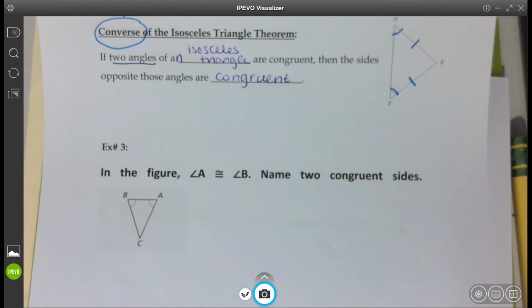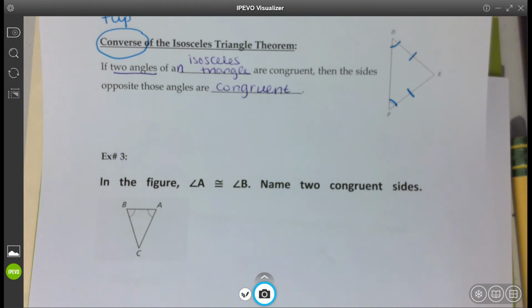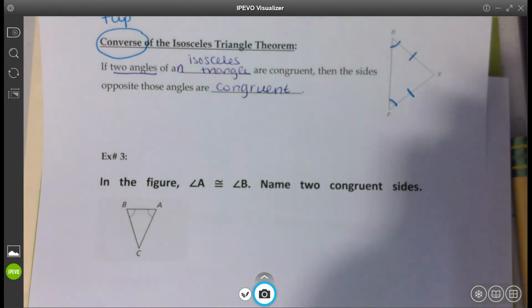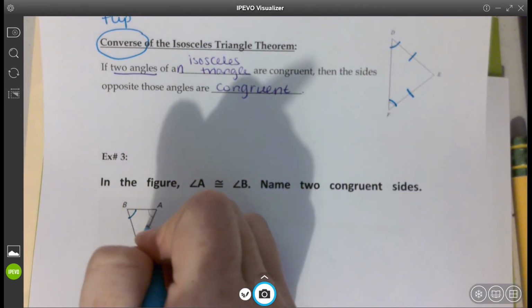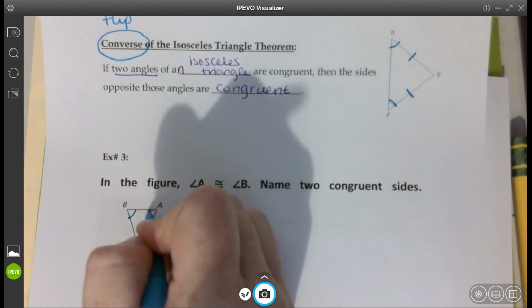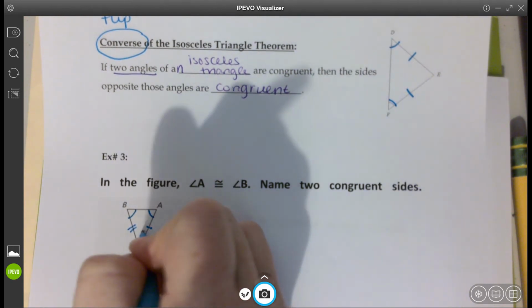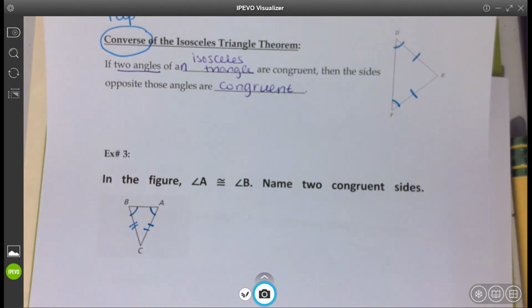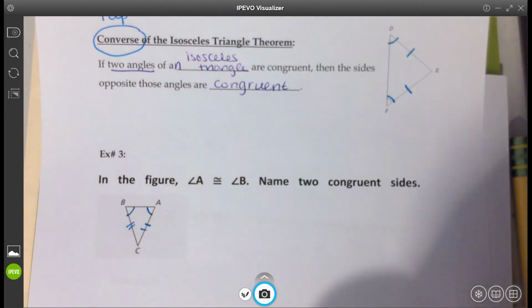It says angle A and B in this figure are congruent. What two sides are congruent because of it? All right, so pause your screen and let's see if we can match our sides. All right, so here I know that B is across from AC and A is across from BC. I just used two tick marks. It's okay if you used one or two. It doesn't really matter.